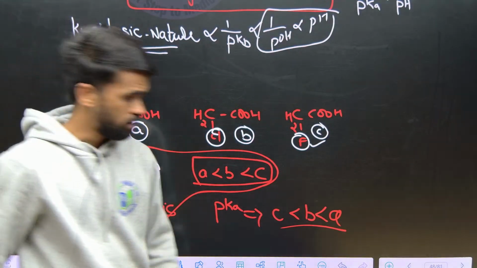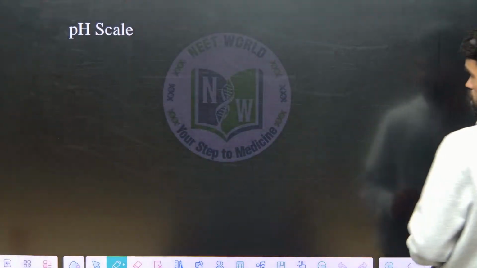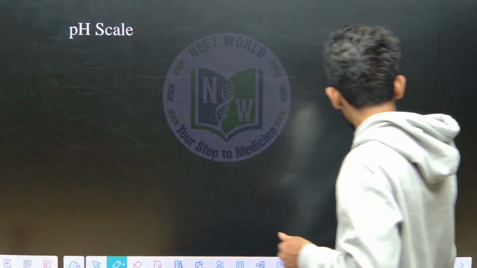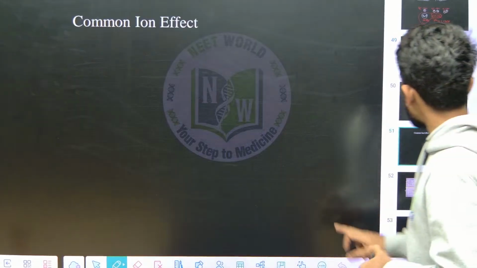Right. So if the things are clear, you just click on the like button, and in the next class we will be discussing about common ion effect and applications of common ion effect using Le Chatelier's principle, like finding the pH of buffer solutions, how this buffer solution and buffer action work. All these things will be discussed, and after that, one more important topic is there, that is solubility and solubility product. If we discuss these things, then the equilibrium chapter, ionic equilibrium, will be completed.